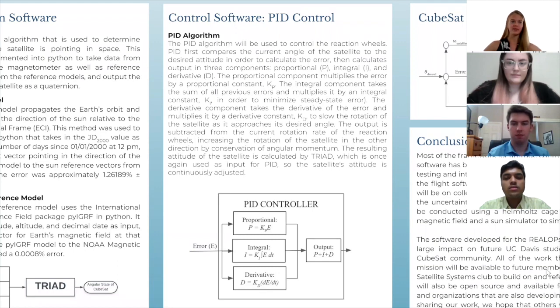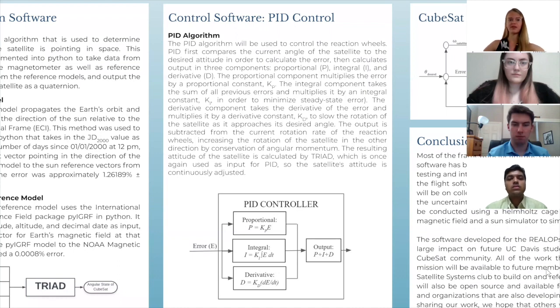As shown in the diagram below, the output is the sum of 3 components. The proportional component is just the error itself multiplied by a constant Kp. The integral component is the sum of all previous errors multiplied by a constant Ki, and this component minimizes the steady state error, which refers to any small remaining error between the satellite's current and desired angle as the error approaches 0. Finally, the derivative component is the rate of change of the error multiplied by a constant Kd, which slows the satellite's rotation as the error approaches 0.